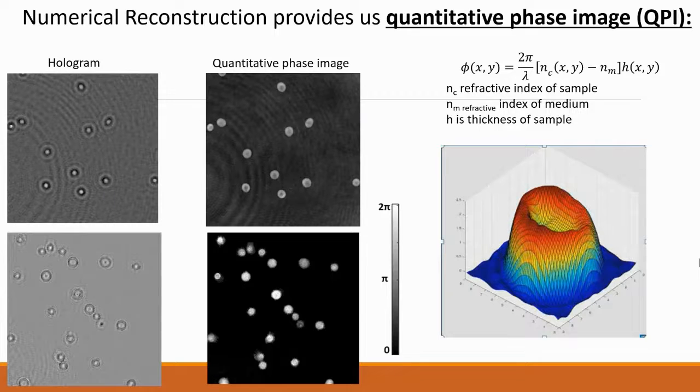Okay, so the numerical reconstruction algorithm provides us a quantitative phase image. This is the key of this holography, because the image is quantitative and is proportional to two factors. One is the refractive index of the sample, which represents the material inside the sample, and the second one is the thickness of the sample. If you look at this phase equation, we see that both parameters are included. On the left side, you see a hologram of a red blood cell and a skin cancer cell, and on the right side, you see the reconstructed hologram. The unit is in radians, and you can see the unit on the right side.